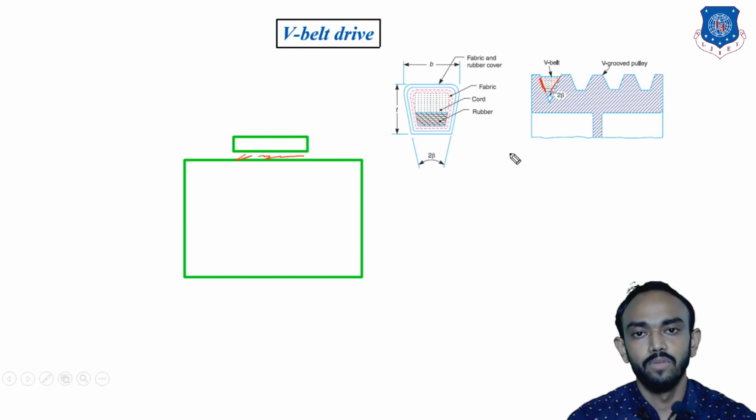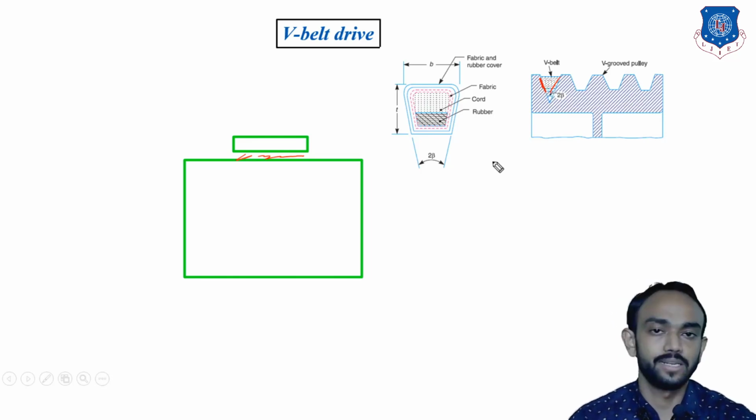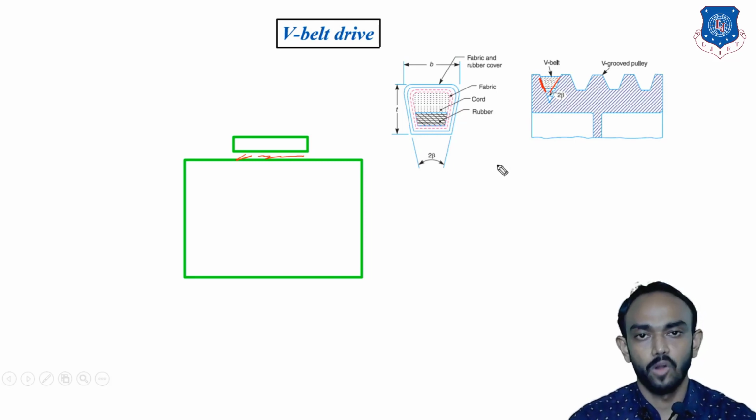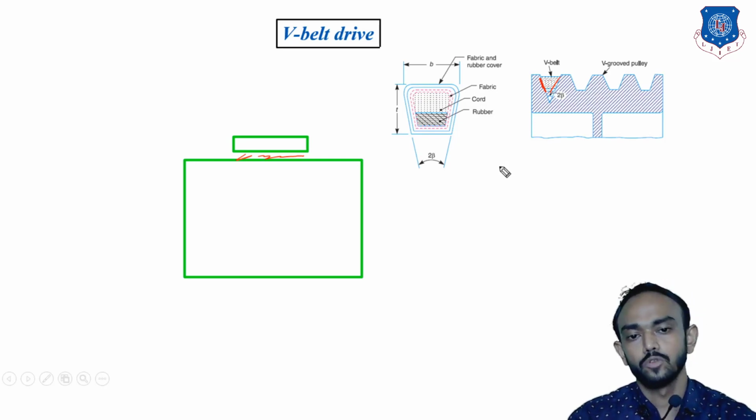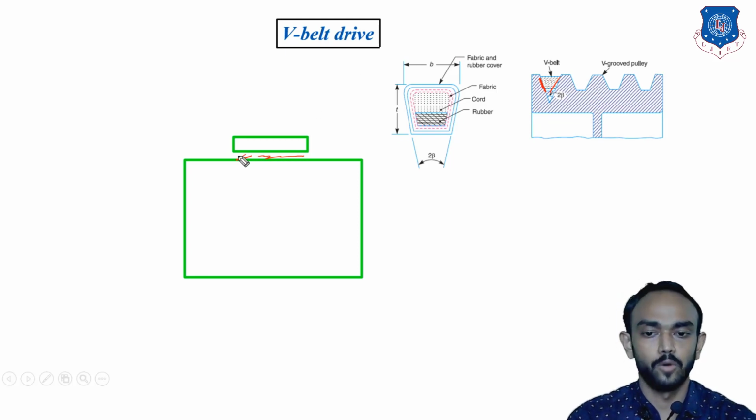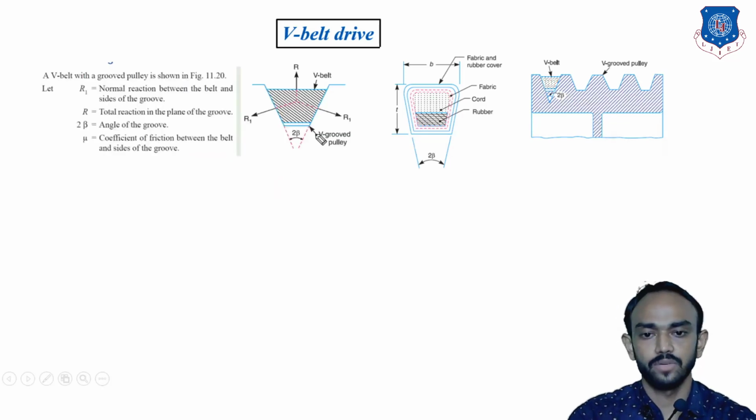But the V belt is used only for shorter distances, not for longer distances between two pulleys. For longer distances a flat belt is used, but for shorter distances the V belt is very compact, so it transmits more power also, but the reliability of the V belt is less than the flat belt. Okay, so you can see here, first of all, two surfaces are there, between the belt and the pulley there is friction.